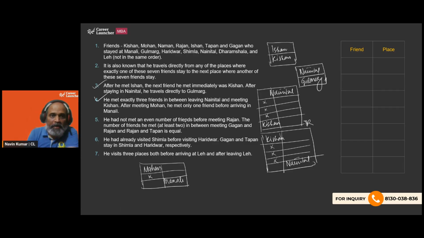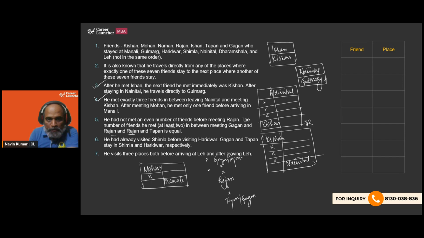Okay. He had not met an even number of friends before meeting Rajan. No idea what to do with it. The number of friends he met in between meeting Gagan and Rajan and Tapan is equal. Okay. So since Gagan and Rajan and Tapan, Rajan is the common link here. So we can see that Rajan is here and he meets at least two people between Gagan and Rajan. So let's say Gagan is up and two people below him, which is Tapan. Or if Tapan is above, Gagan is going to be below.